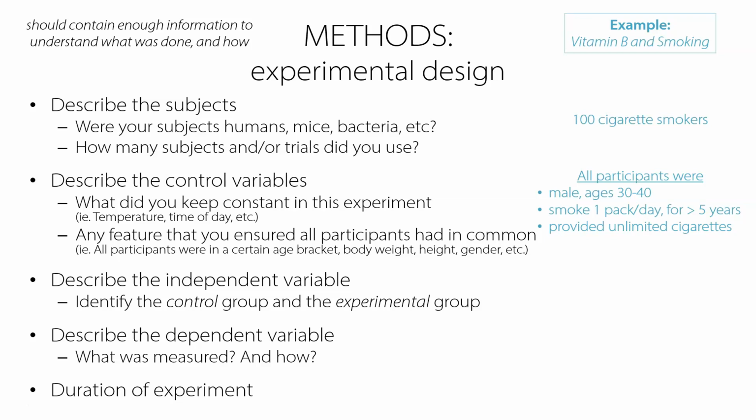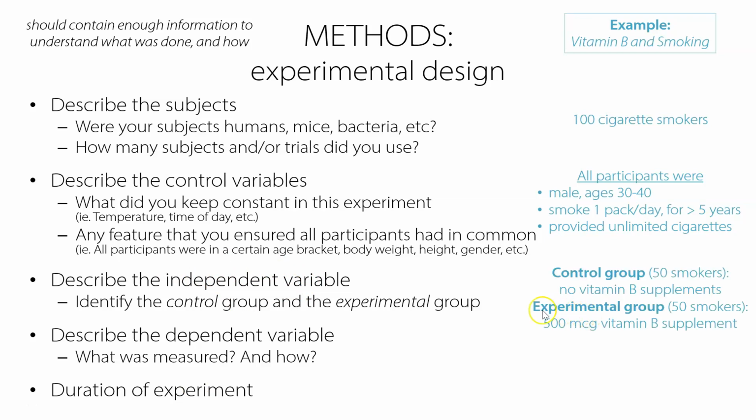Now, if we hypothesize that vitamin B supplements might affect a smoker's cravings, then vitamin B supplementation is the independent variable. So one group of participants will get vitamin B and one group will not. You compare the group that did get vitamin B to the one that did not. The experimental group is the one that received vitamin B supplementation, the independent variable, and the control group did not receive it.